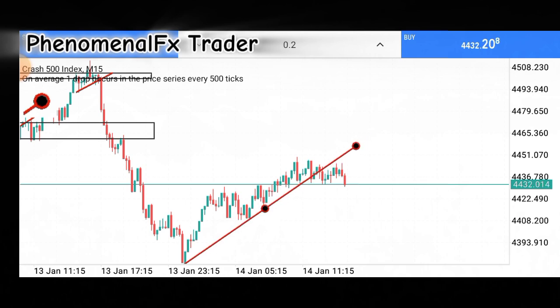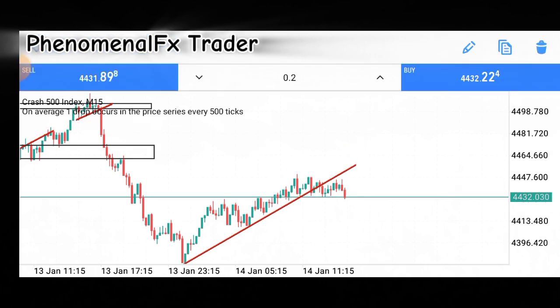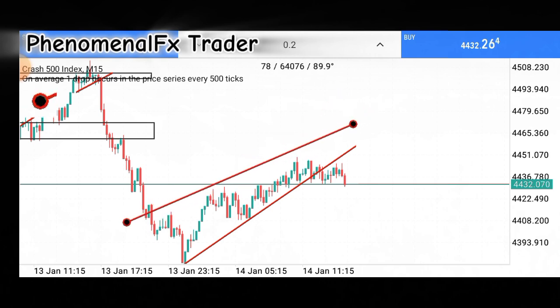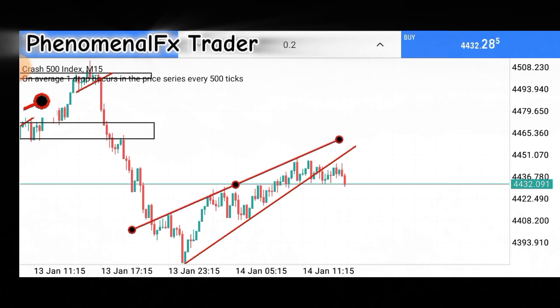We can see that the market started buying, creating higher highs and higher lows. Then it formed this pattern right here. This pattern also indicates the market is going to sell. This is a correction.